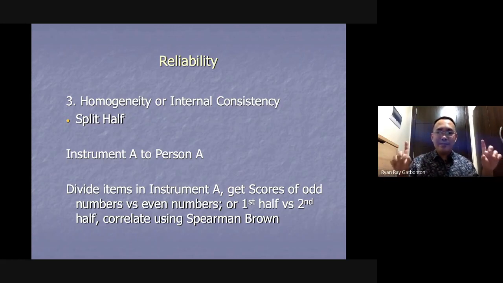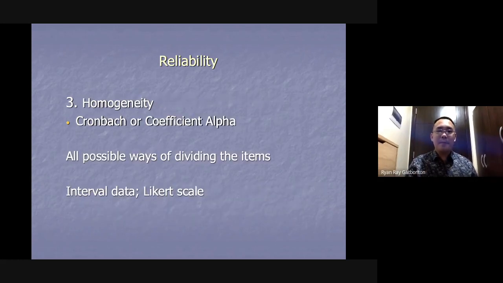Now, administer those 2 halves to your respondents, and if it is correlated, mataas sa 0.7, you can say that it has good split half homogeneity. Okay? You can also use your Cronbach alpha. Your Cronbach alpha is a statistical test wherein you try to divide the items in all possible ways. May formula yan, may Excel file. So pag mataas ang Cronbach alpha mo sa 0.7 or 0.7 and above, you have good internal consistency.